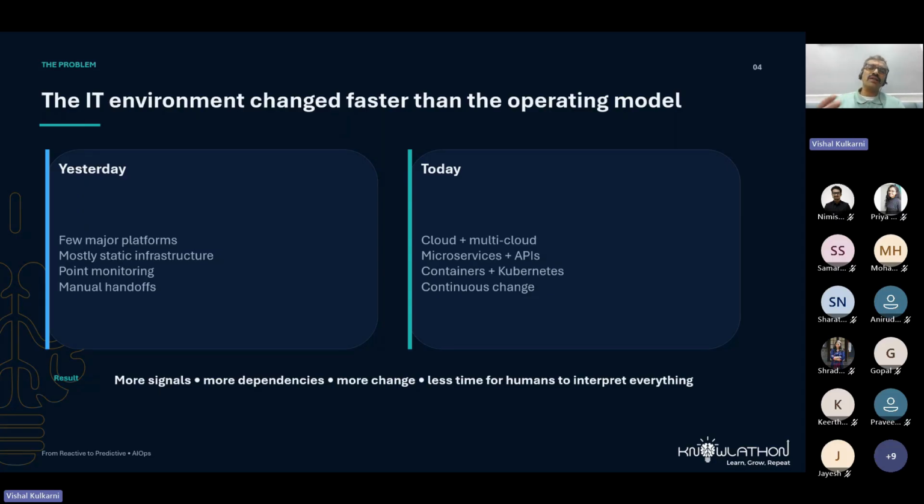If you look at your past, you had a few major platforms, more static infrastructure, and very specific monitoring tools. I still remember when I used to deal with banking customers in our own data centers in the US, we had only one single monitoring tool, Nagios. It was a very basic tool, and we monitored the environments of very specific, high-value banking customers. Typically, all the activities used to take place in a manual manner.